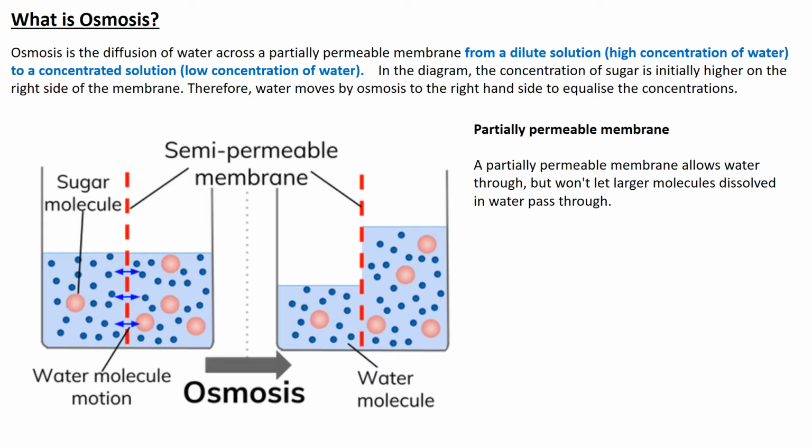Now, we've probably done this practical where you chopped up hundreds of bits of potato or carrot, and you can do it with an egg. Very exciting bit you can do with an egg as well. And you can see the water moving, not physically, but by changes in mass and shape.